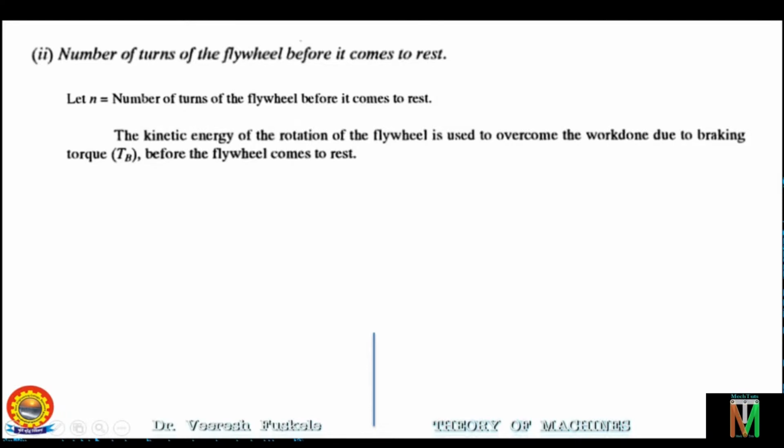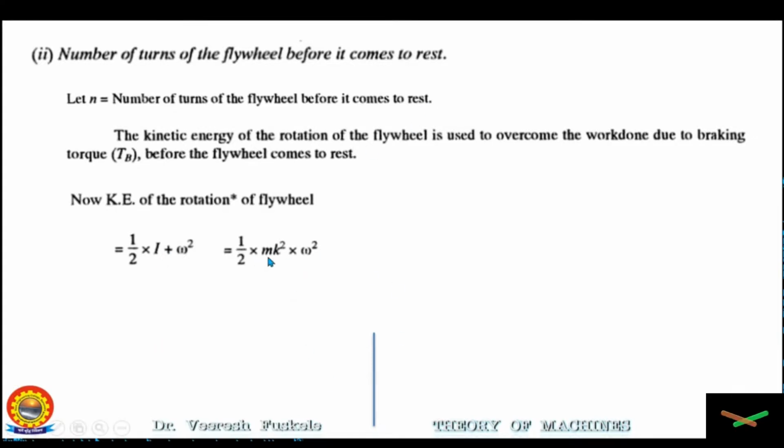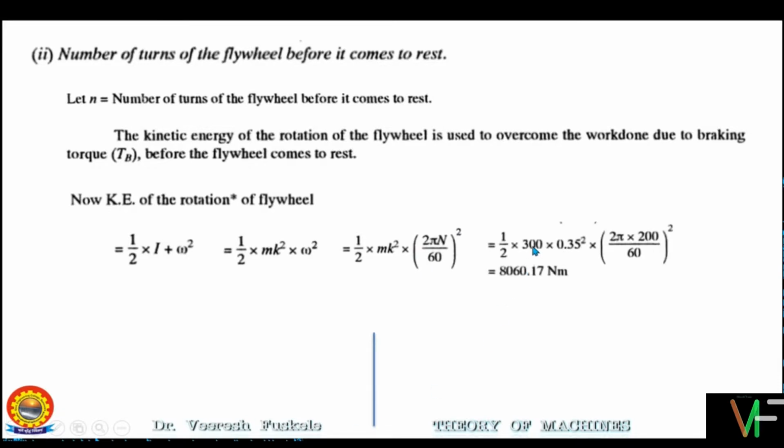So let's see the kinetic energy of rotation. Now the kinetic energy of rotation of flywheel is given by half I into omega square. Now putting I, moment of inertia, as m into k square, where m is the mass and k is the radius of gyration. Further putting the value of omega as 2 pi N divided by 60, we have this equation. Now putting the values of various parameters, we get half, m is 300 kg, k is 0.35 and N is 200 rpm. So we get the value of kinetic energy of rotation of the flywheel as 8060.17 Newton meter.